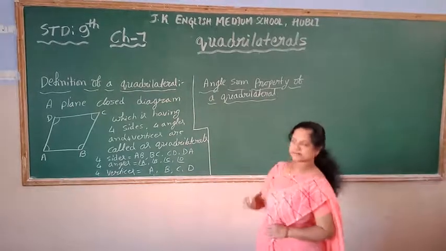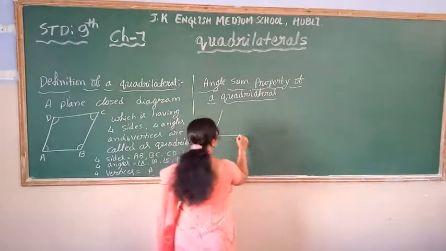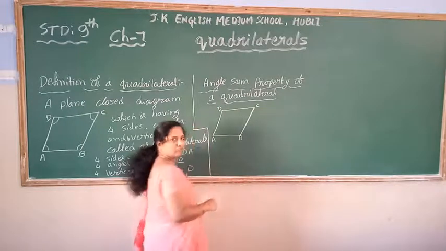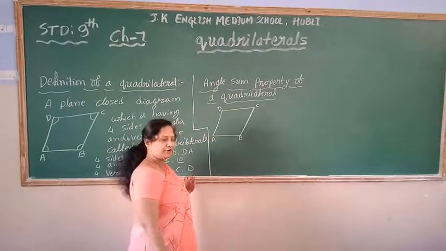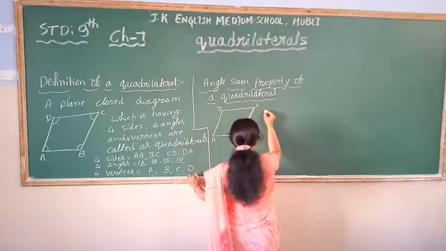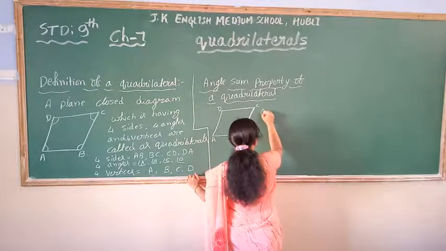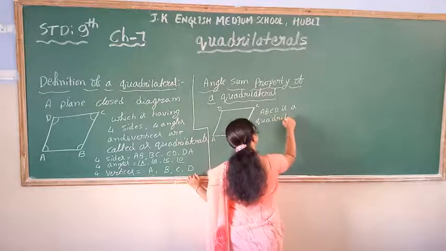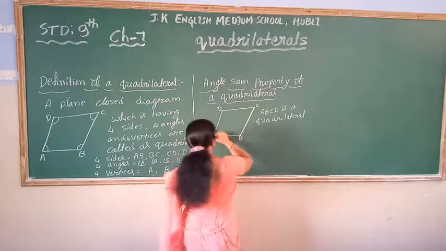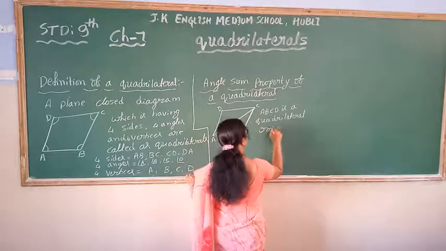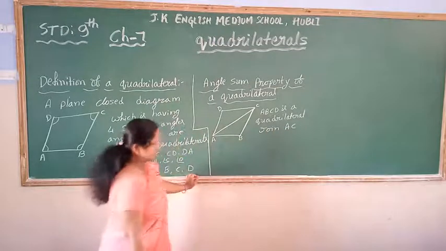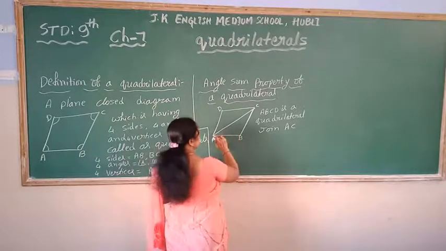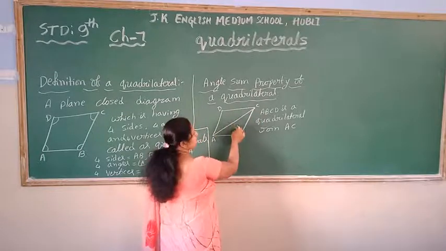Now I am going to draw one quadrilateral, ABCD, to prove that the sum of all four angles in a quadrilateral is 360 degrees. This is a quadrilateral because it has four sides and four angles. ABCD is a quadrilateral. Join AC. This diagonal AC divides the quadrilateral into two triangles. We can observe that when I join A to C, I get two triangles.